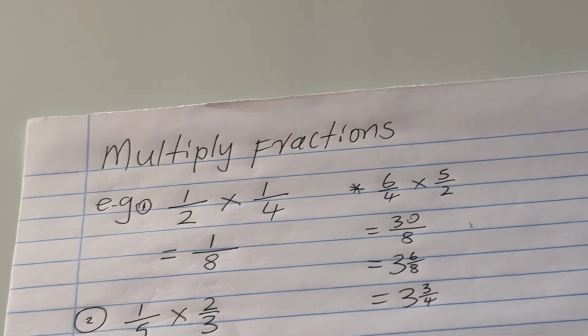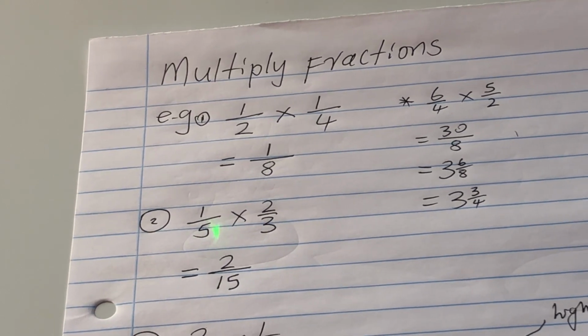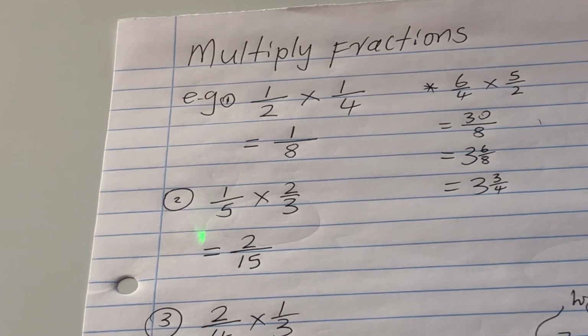Let's look at number 2. Here it is. We are given 1 over 5 multiplied by 2 over 3. Numerator multiplied by numerator, in this case 1 multiplied by 2, which will give us 2. 5 multiplied by 3, which will give us 15. This is the final answer.